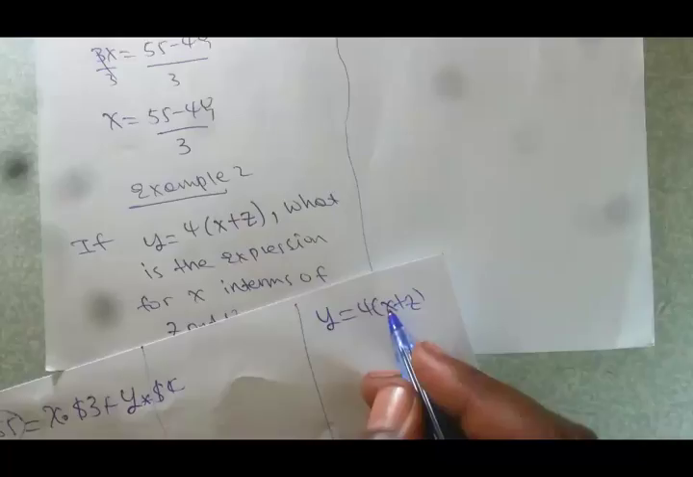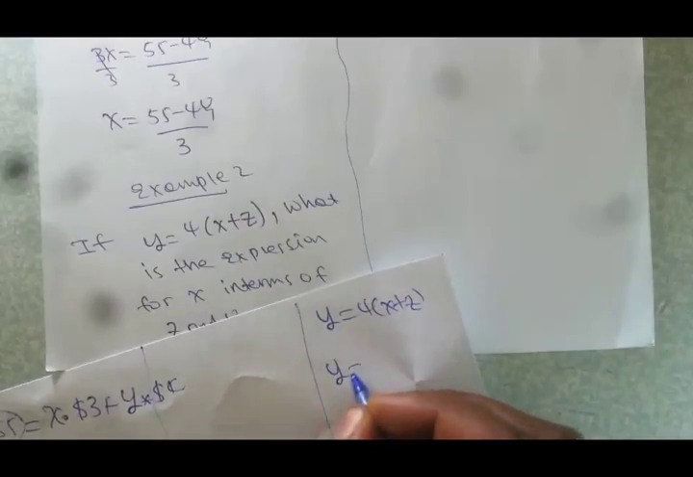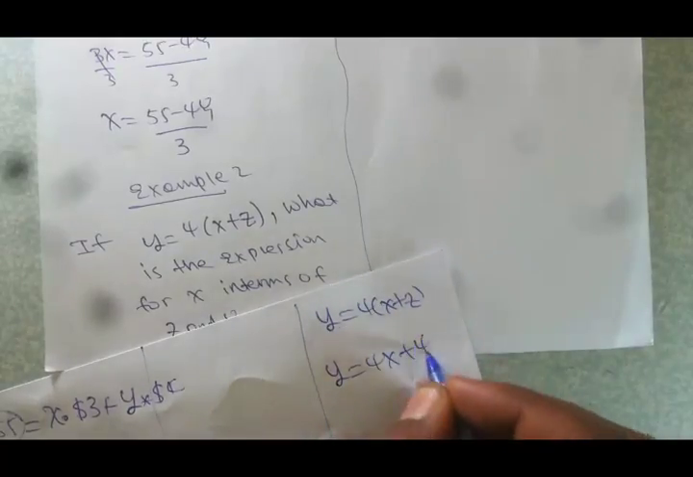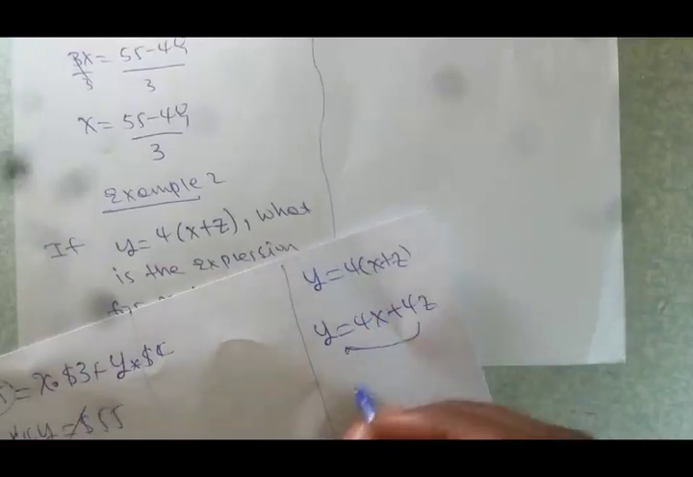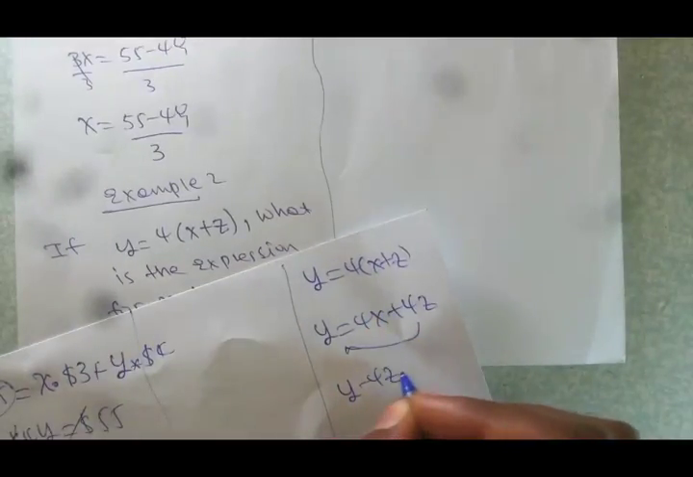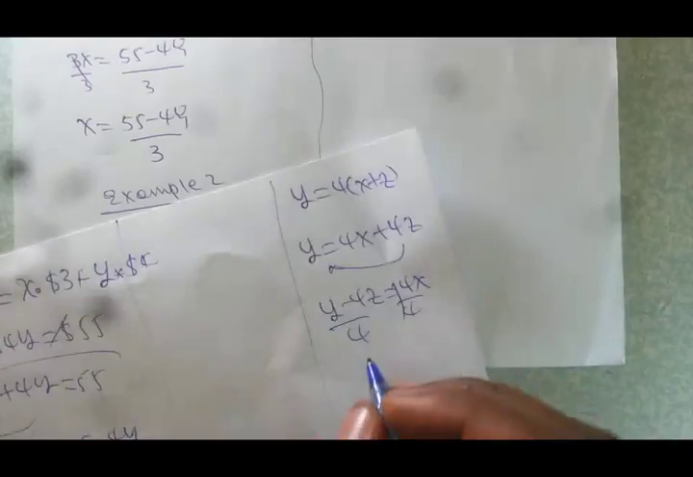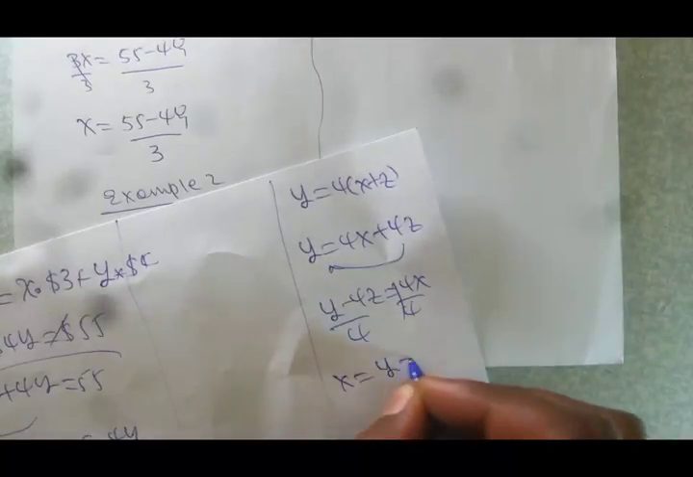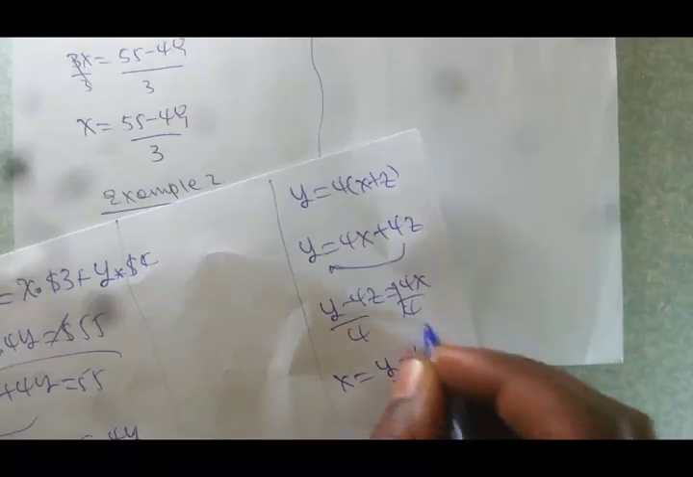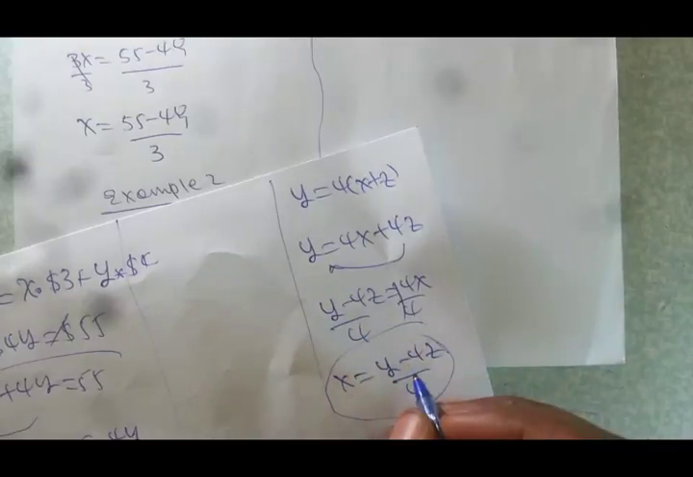We are asked to find X in terms of Y, where Y is equal to 4X plus 4Z. Moving this to the other side, Y minus 4Z is equal to 4X, over 4 over 4. So the value of X is Y minus 4Z over 4, which is X expressed in terms of Y and Z.